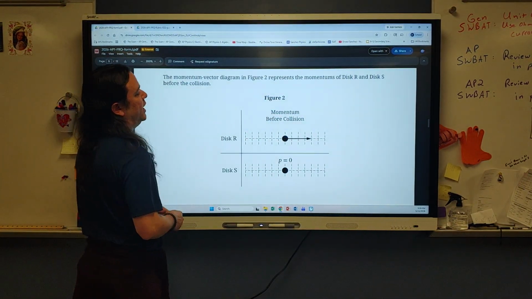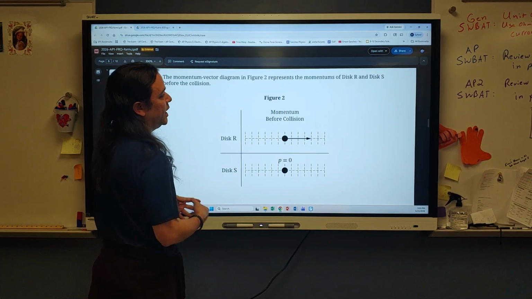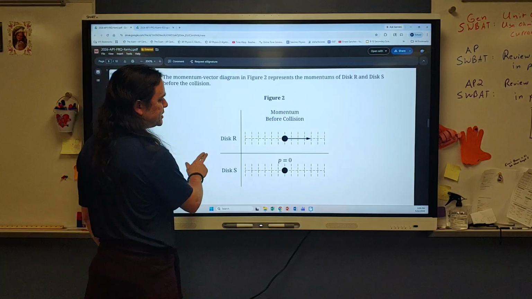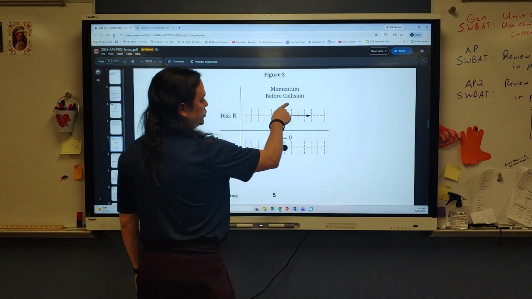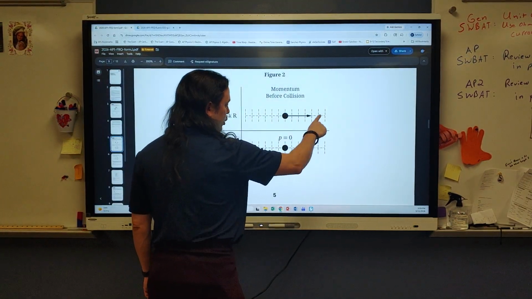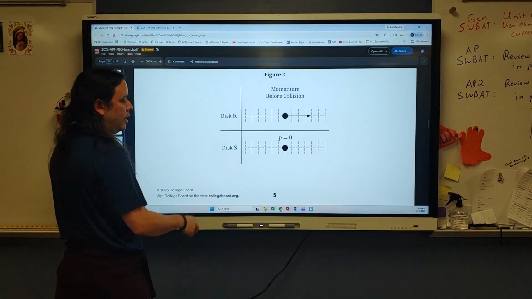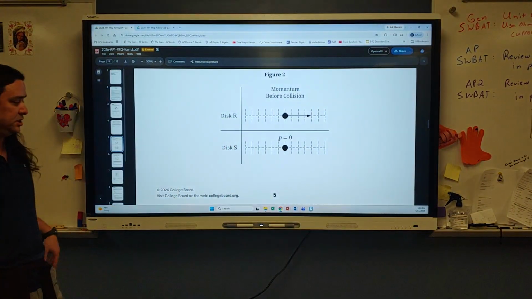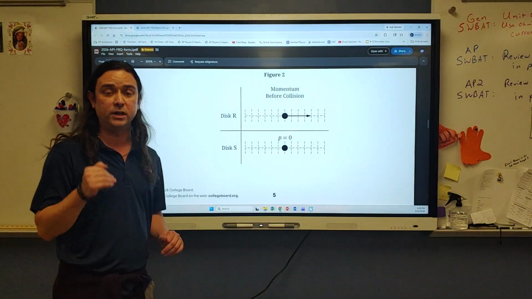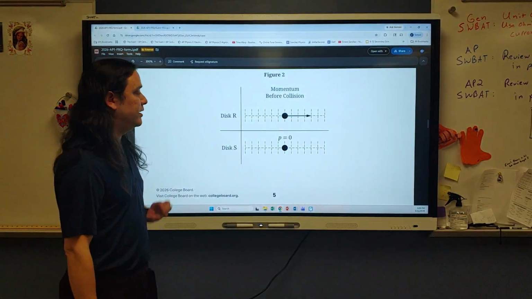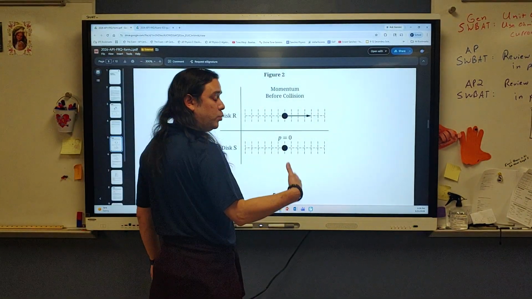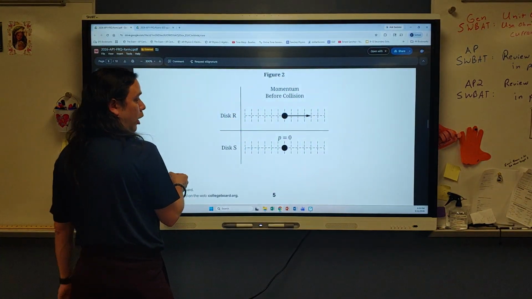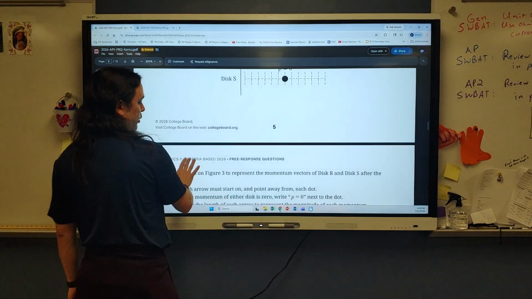The momentum vector diagram in figure 2 represents the momenta of disk R and disk S before the collision. In this case, this one is 1, 2, 3, 4 units to the right for disk R, and disk S has no momentum because it's sitting stationary. Remember, your momentum is your mass times your velocity. So they've set up an arbitrary scale on this, but it's one that we need to maintain, that the initial momentum of disk R is 4 units. We're going to come back to that.